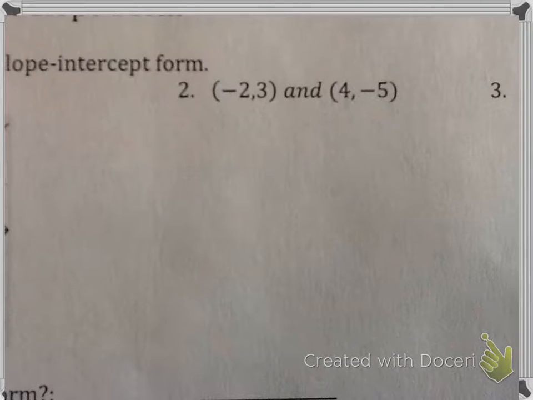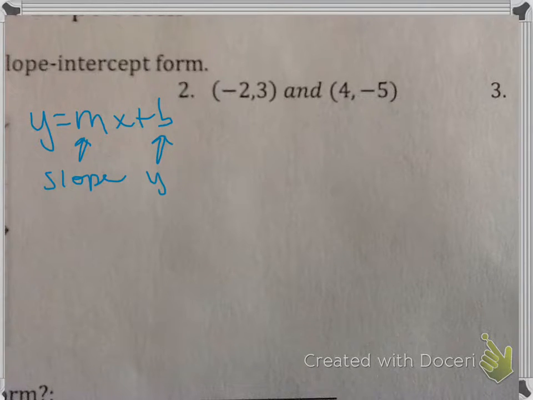Alright, here's 2 points that we're going to put in slope-intercept form. And don't forget, slope-intercept form is y equals mx plus b. And we need to know m, which is our slope, and we need to know b, which is our y-intercept. So we need to know these things. We got to find these things.